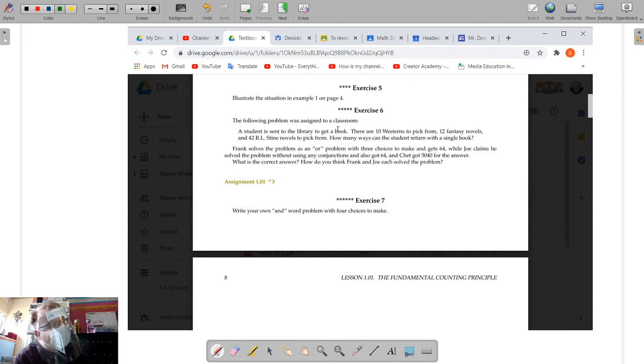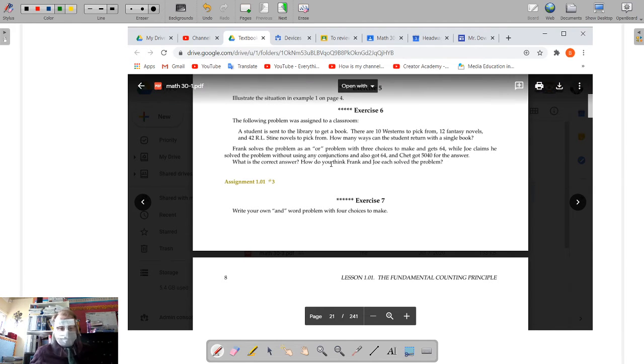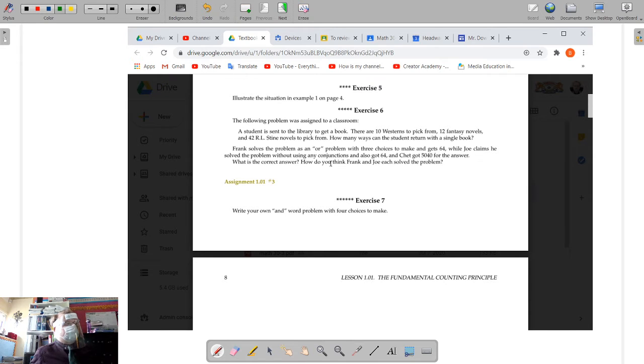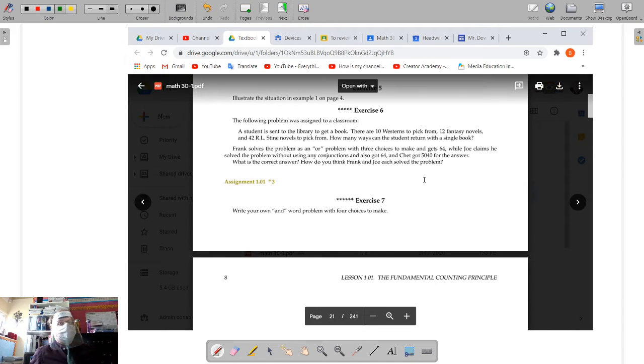Frank thought it was a one box, so did you do like 64 factorial over 64 minus 1 factorial? No, the or problem is when you're adding up your choices. So he said, well, there's 10 ways to pick a Western, or you could do 12 ways to pick a fantasy, or 42 ways to pick R.L. Stine. 10 plus 12 plus 42 is 64. So they both added them, Frank and Joe? Yeah, for them it's a difference in mindset.